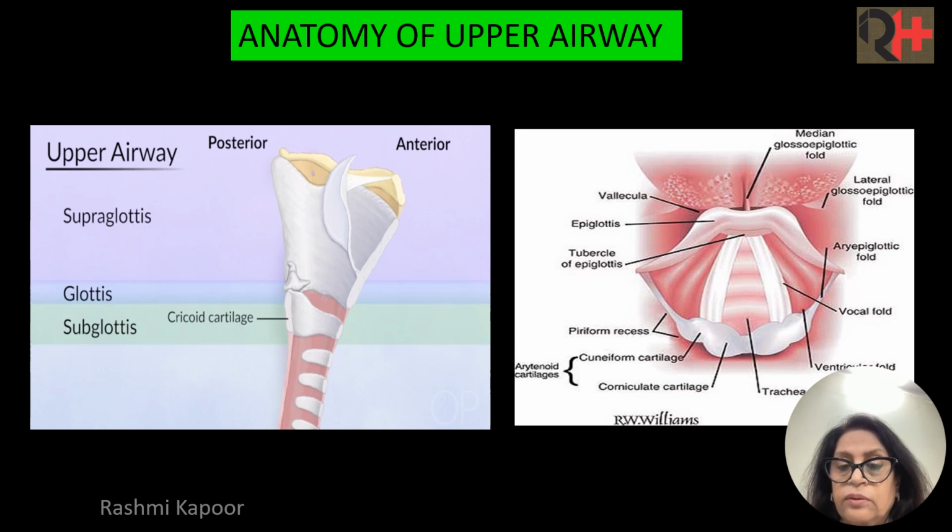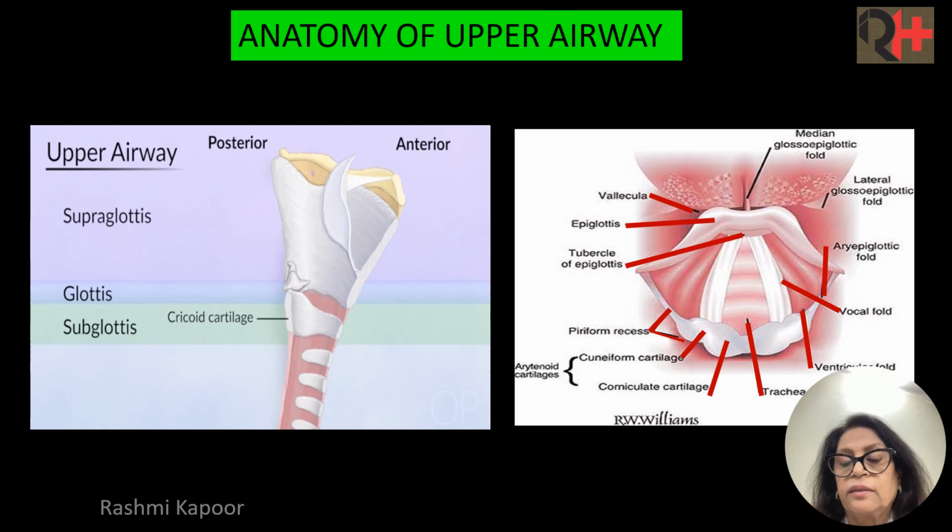Now, this is the laryngoscopic view of the glottic area of the larynx. So, we ought to know all the structures. This is the vallecula, this is the epiglottis, this is the tubercle of the epiglottis, this is the piriform recess, this is the cuneiform cartilage, and the corniculate cartilage. And this is the trachea, these are the ventricular folds, this is the vocal fold, and this is the aryepiglottic fold.